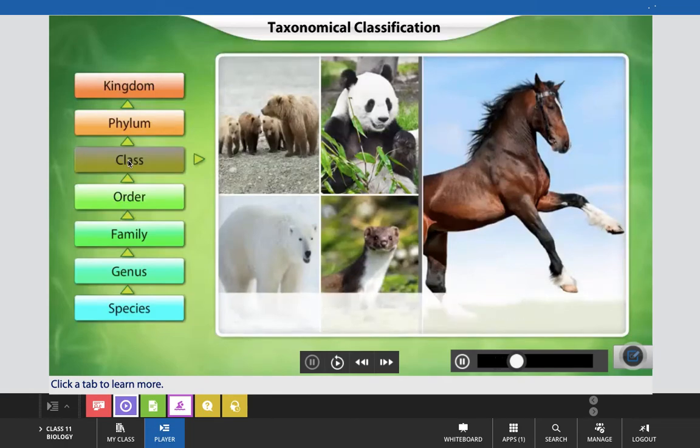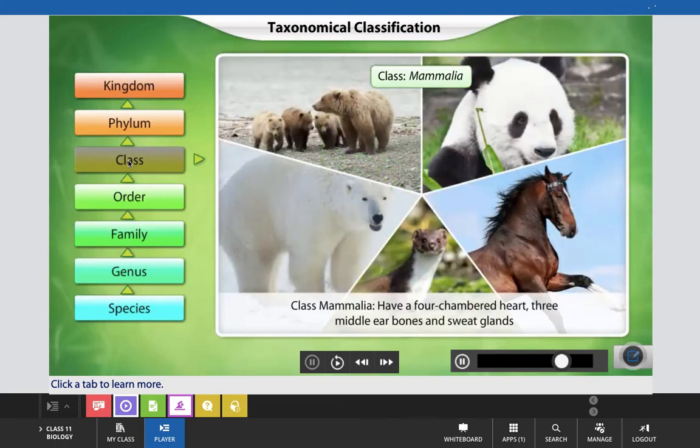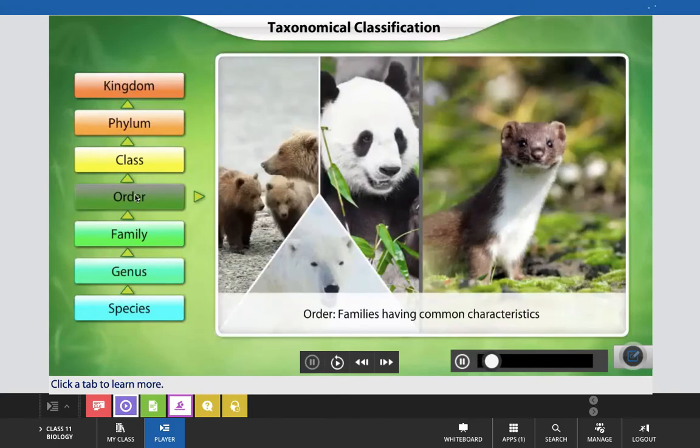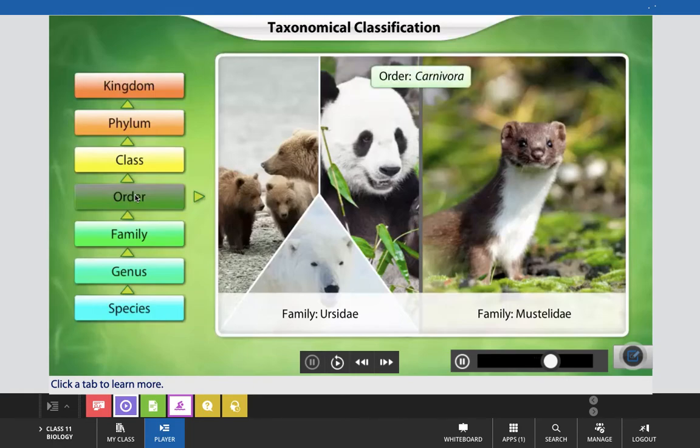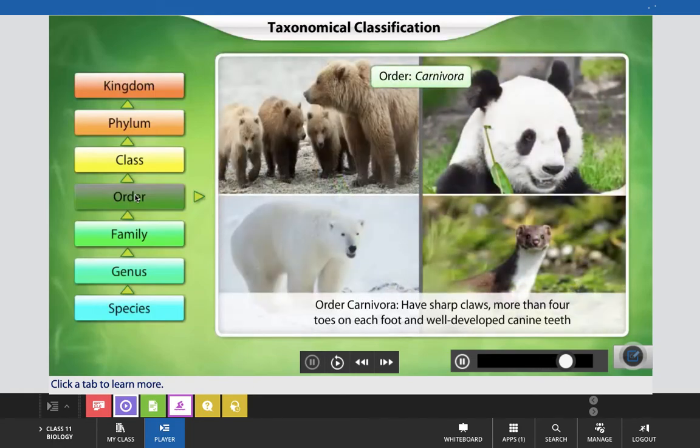For example, the orders Carnivora and Perissodactyla are both part of the class Mammalia. All members of this class have a 4-chambered heart, 3 middle ear bones, and sweat glands. Now come to know about the order. Families having common characteristics form an order. For example, the families Ursidae and Mustelidae belong to the order Carnivora. The common characteristics of carnivores are sharp claws, more than 4 toes on each foot, and well-developed canine teeth.